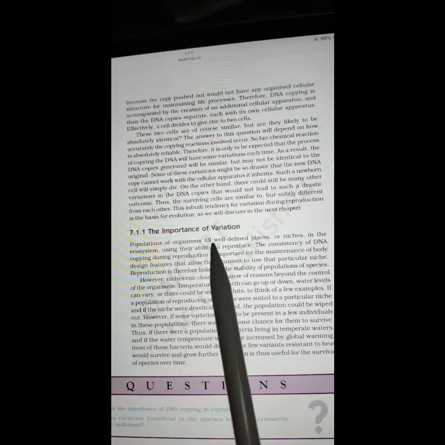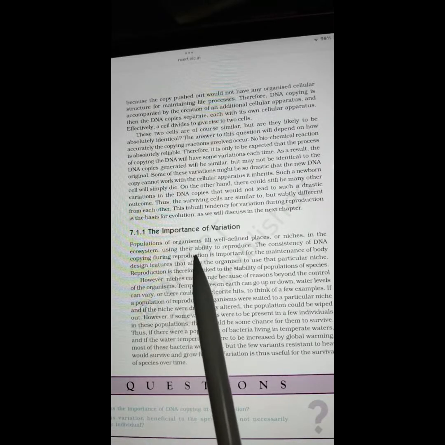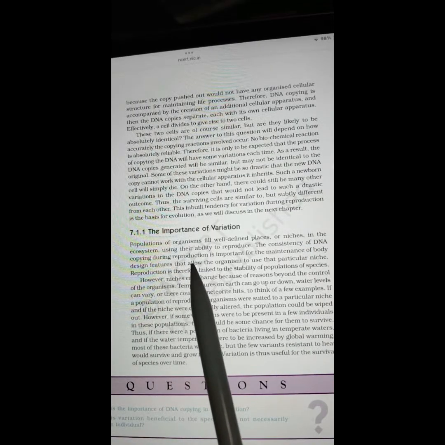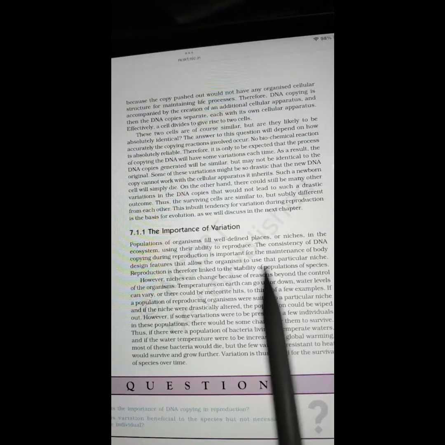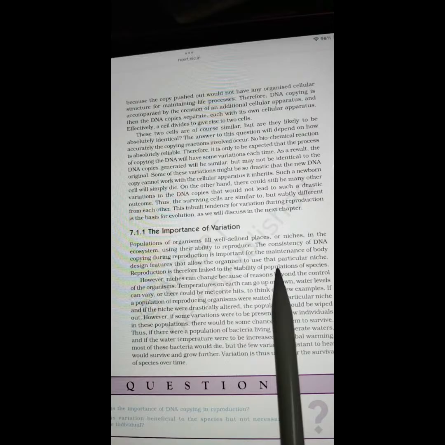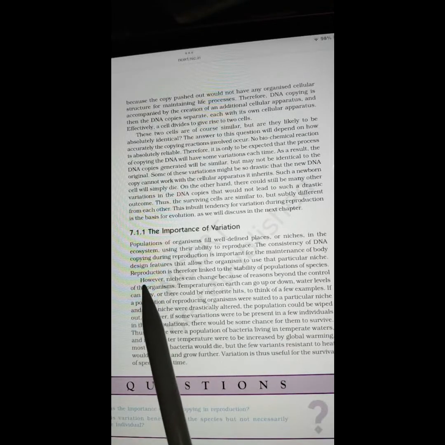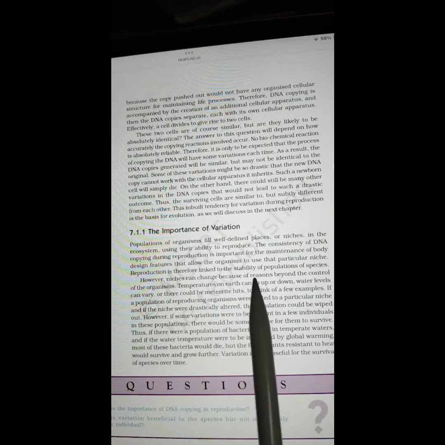7.1.1 The importance of variation. Populations of organisms fill well-defined places or niches in the ecosystem using their ability to reproduce. The consistency of DNA copying during reproduction is important for the maintenance of body design features that allow the organism to use that particular niche. Reproduction is therefore linked to the stability of populations of species.